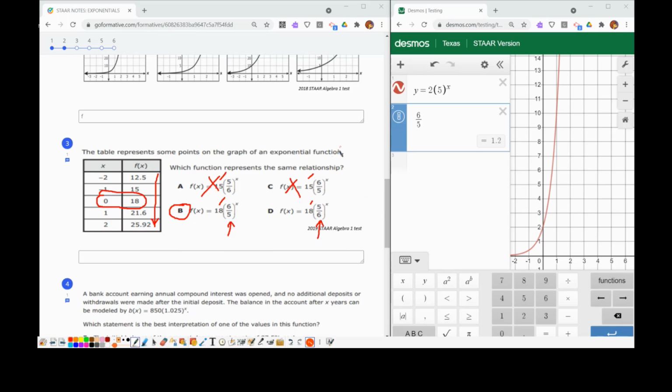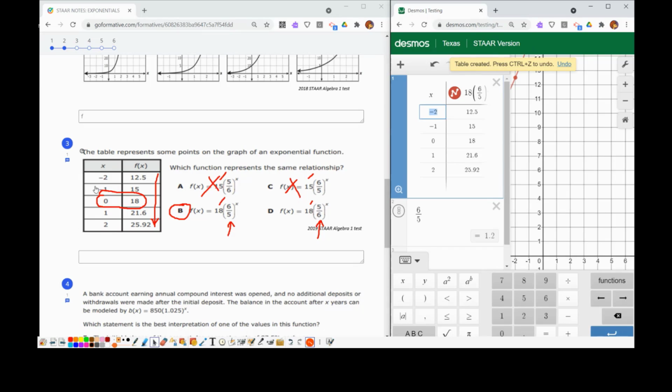Now, please remember that you have a calculator and you can double check your work. You can enter this multiple choice that you chose. You can enter the fraction there, 6 divided by 5. Once you have that, you can enter the table. And then you want to make sure that these values are the same as here. And if they are, you need to check this. Are these numbers the same? Yes, they are. So that means this function is correct. So for sure, I know my answer is letter B. Okay, very good. Let's go on to the next problem.